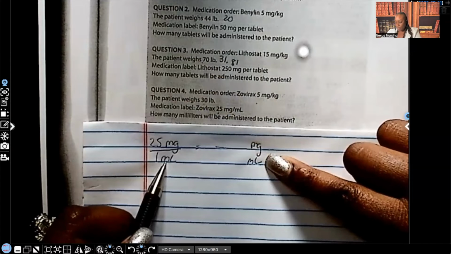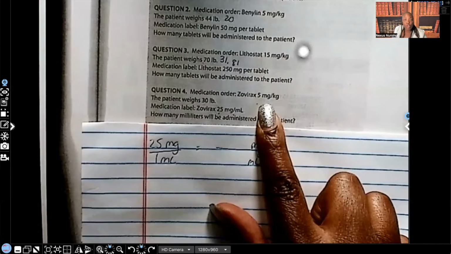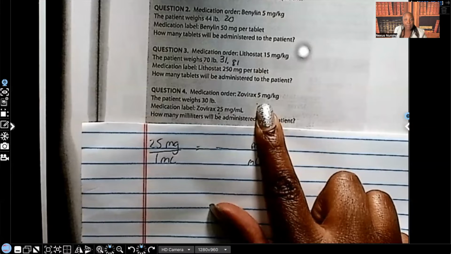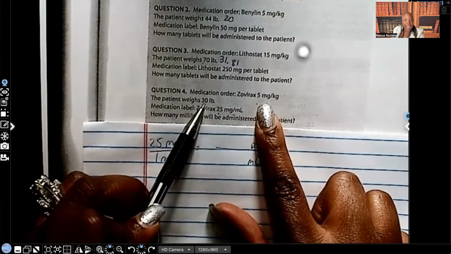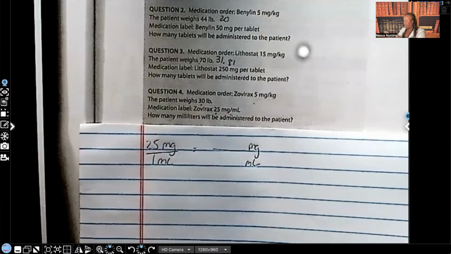Let's plug in the rest of our problem. We have 5 milligram per kilogram. That means we're going to multiply this 5 times our kilogram, but we don't know what our kilogram is yet. We have to divide the pounds into 2.2. So let's do 30 divided by 2.2. Let's see what that gives us.